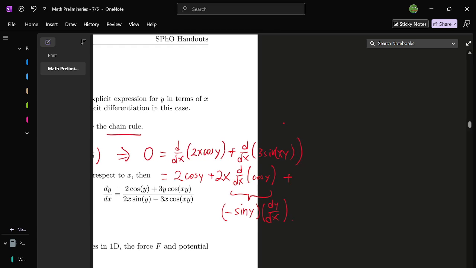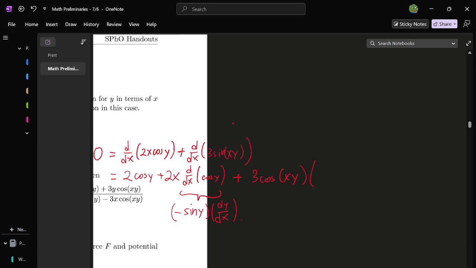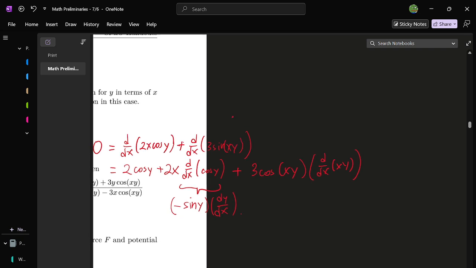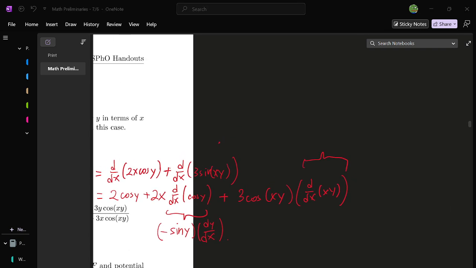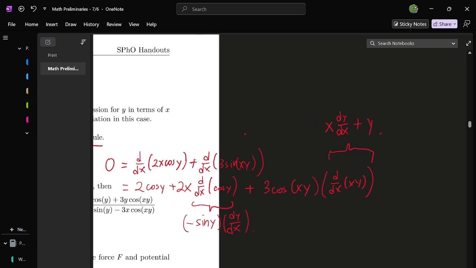Now we repeat a similar step for the other one, and you should get 3 cosine xy times d over dx of xy, which in this case is just x dy dx plus y, using your product rule.